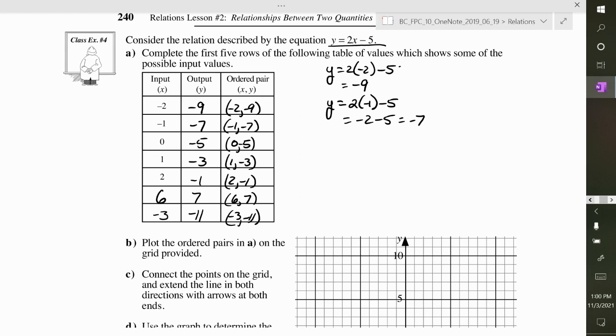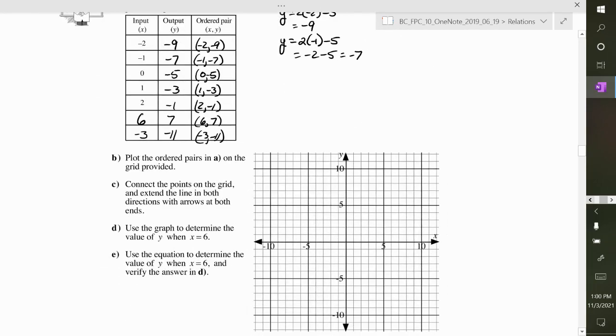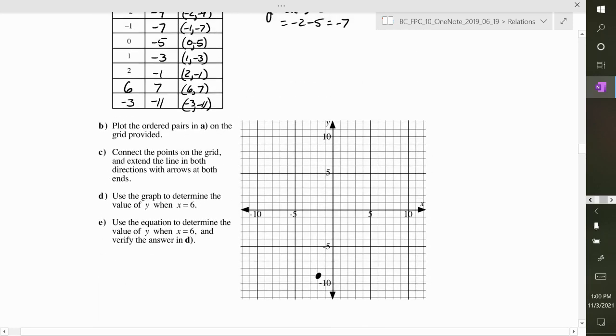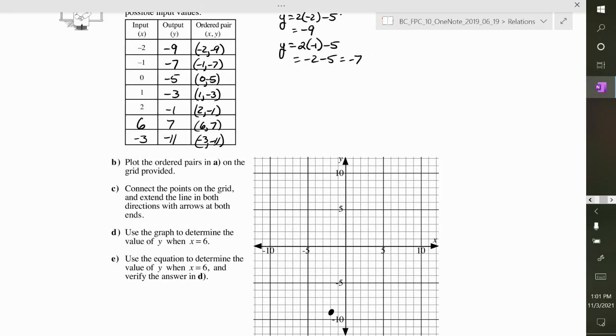Okay. Do we have our ordered pairs? Plot them on the grid, please. So, negative 2, negative 9. You always start at the center. Negative 2, so you go to the left. Negative 9, you go down 9. There's your first point. Negative 1, negative 7. 1 to the left, down 7.